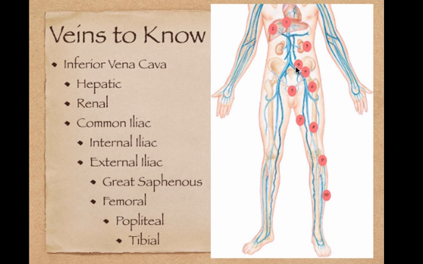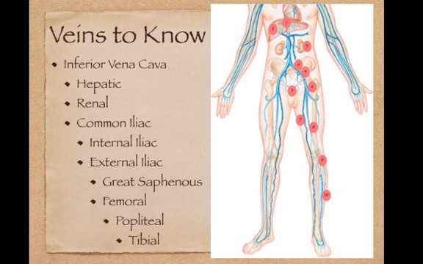From the common iliac vein, we can follow the inferior vena cava up, and we can see that the renal veins are going to be emptying blood in from the kidneys, and the hepatic veins are going to be emptying blood in from the liver, and then that blood is going to continue on into the right atrium of the heart. It's important that you can label these veins on a diagram. It's also important that you can explain what regions they serve.